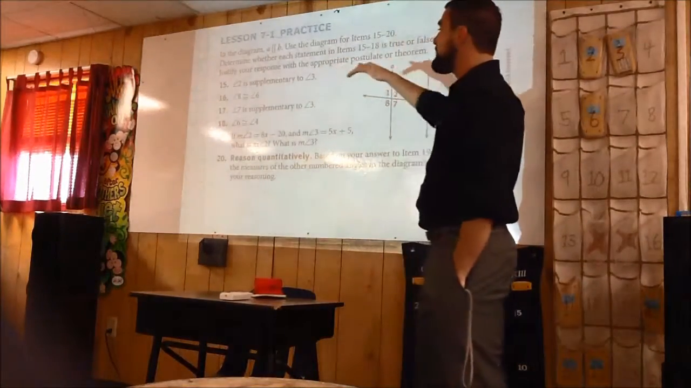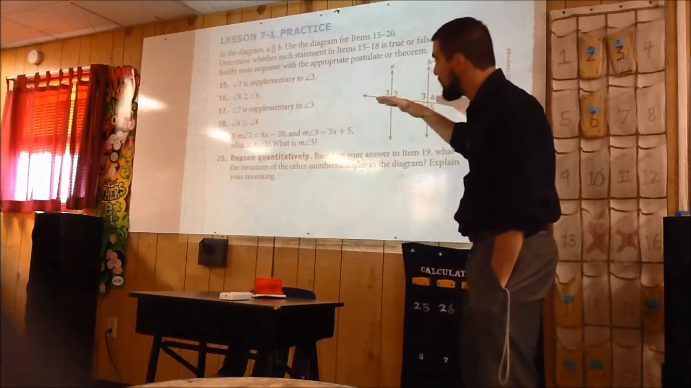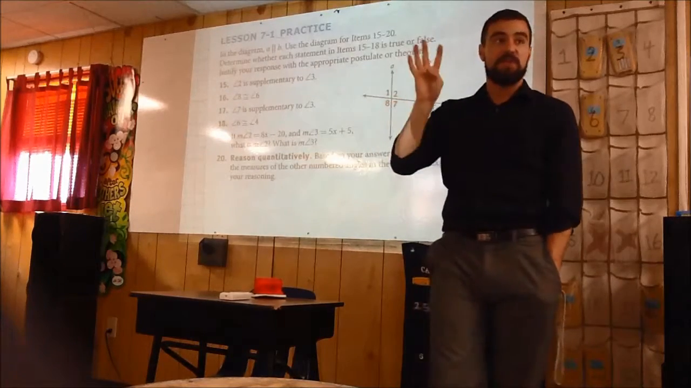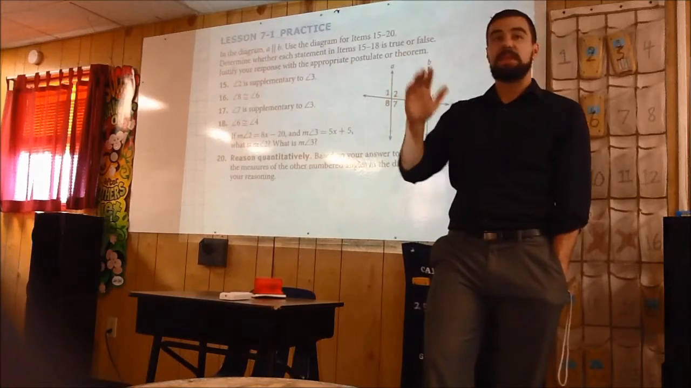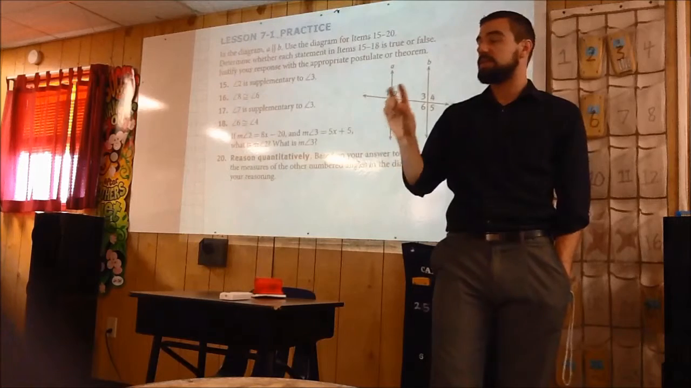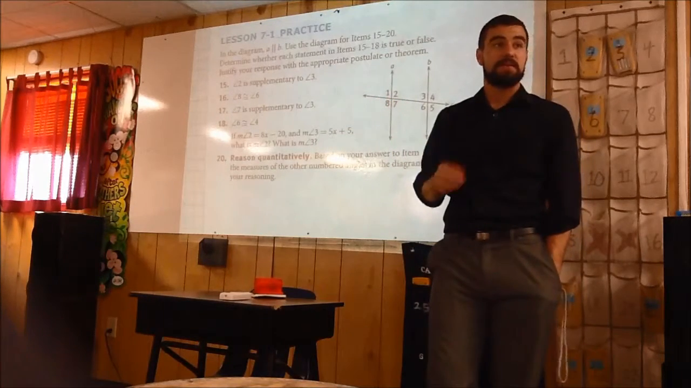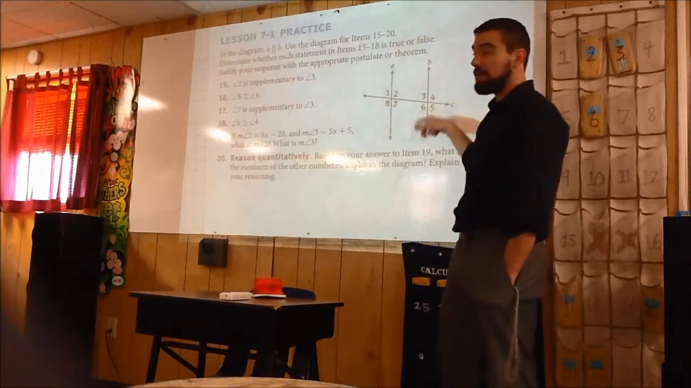It says determine whether each statement in items 15 through 18 is true or false. Justify your response with an appropriate postulate or theorem. They're referring to those four theorems we just got done learning. That if lines are parallel, then we know corresponding angles are congruent, alternate interior angles are congruent, alternate exterior angles are congruent, and same side interior angles are supplementary. So we know all that's true right now because we are told that these lines are parallel.